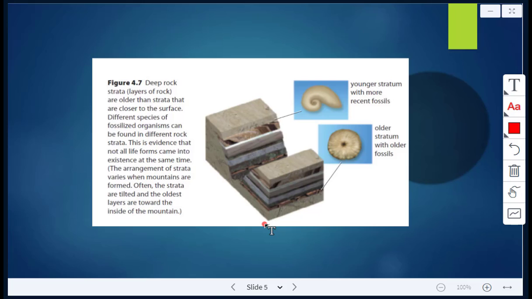Keep in mind that the arrangement of strata varies when mountains are formed, and then the strata are tilted and the oldest layers are towards the inside of the mountain. So younger strata will have more recent fossils, and older strata will have older fossils.